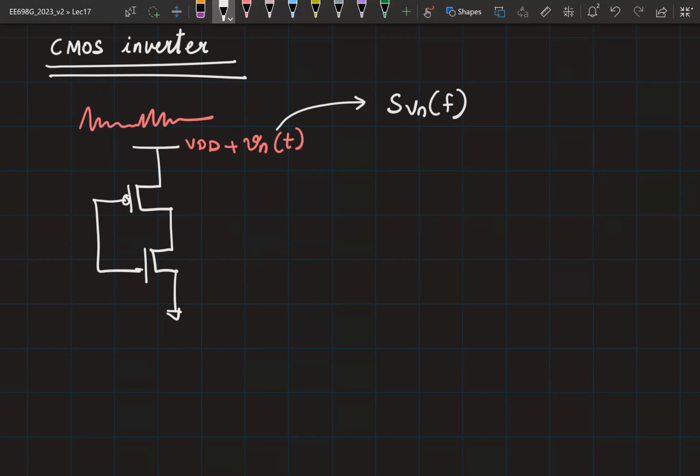How can we calculate the relationship between Svn of f and the output phase domain PSD? So the phase noise PSD appearing here, how do we relate it to Svn of f? Any suggestions? So this output will have a corresponding phase associated with it, which is a function of time. And we are interested in calculating this S phi of f.